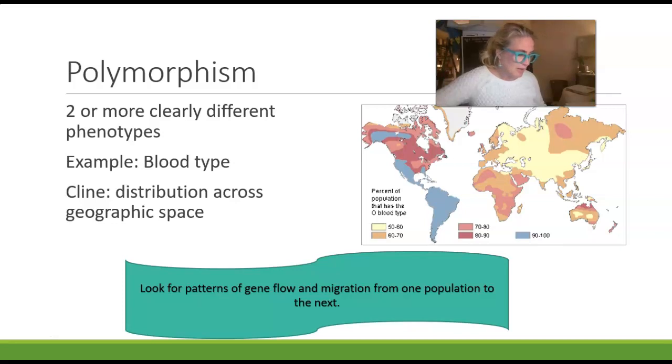So the clinal model doesn't give us distinct groups or races. Again, this disrupts the idea that there are races. Instead, it shows that there are populations where people tend to have similar genetic frequencies, or allele frequencies.